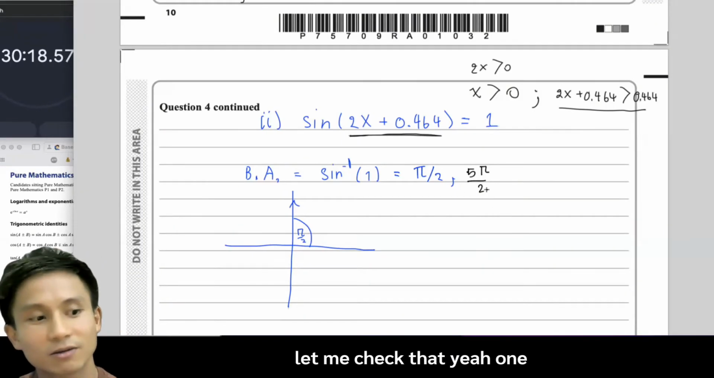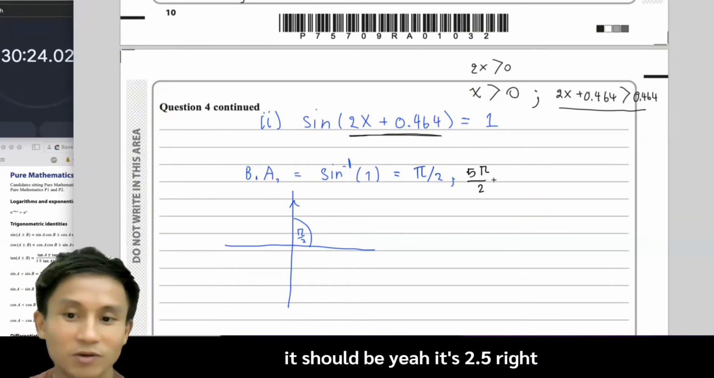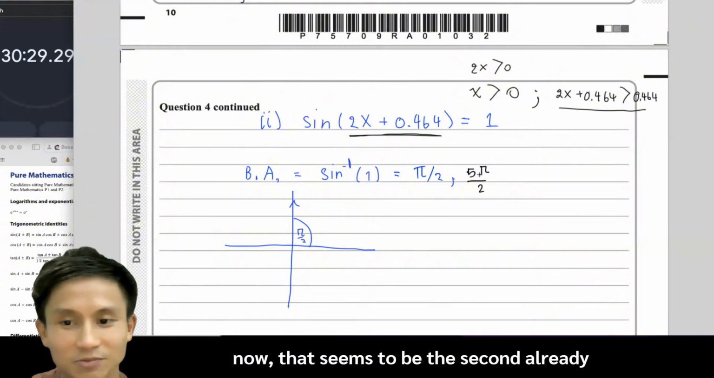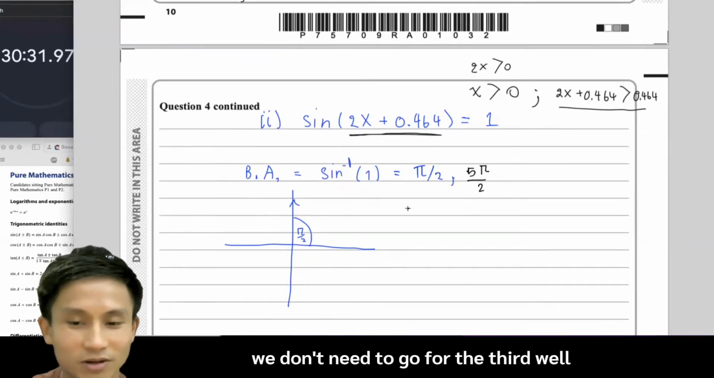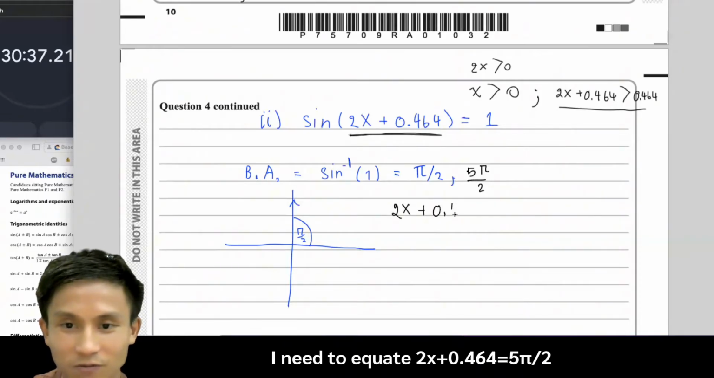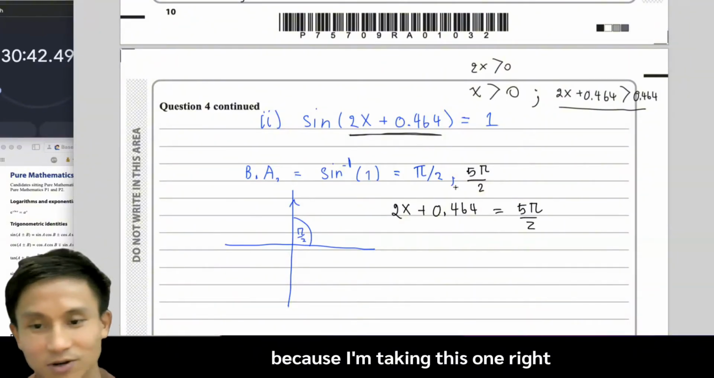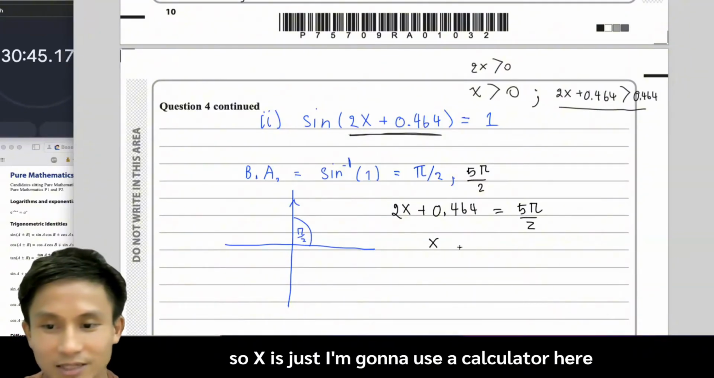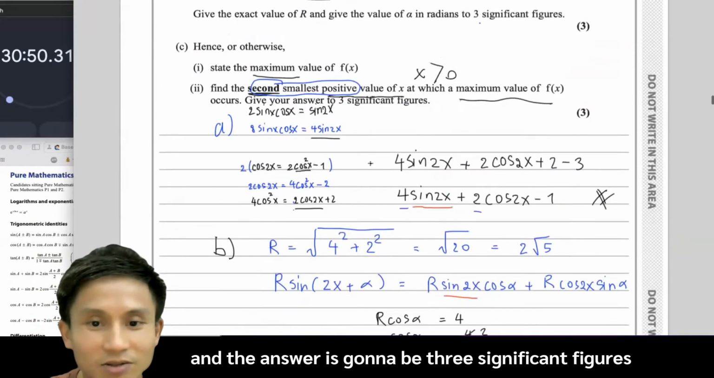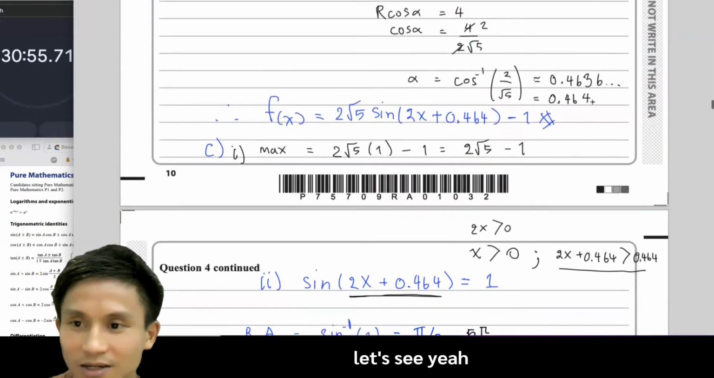Okay, yeah, let me check that. Yeah, no, that's 2 pi plus pi over 2. Yeah, it's 2.5 pi, basically. All right, I'm just being thorough. Now, that seems to be the second already. We don't need to go for the third. Well, that means if I want to solve for x, I need to equate 2x plus 0.464 equals 5 pi over 2 because I'm taking this one, right? So x is just, I'm going to use a calculator here because I want to be accurate. And the answer is going to be 3 significant figures. Let's see. Yeah.